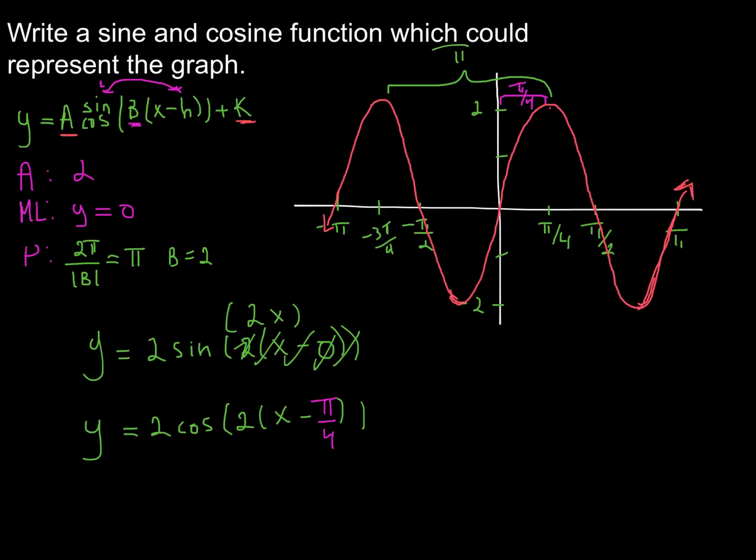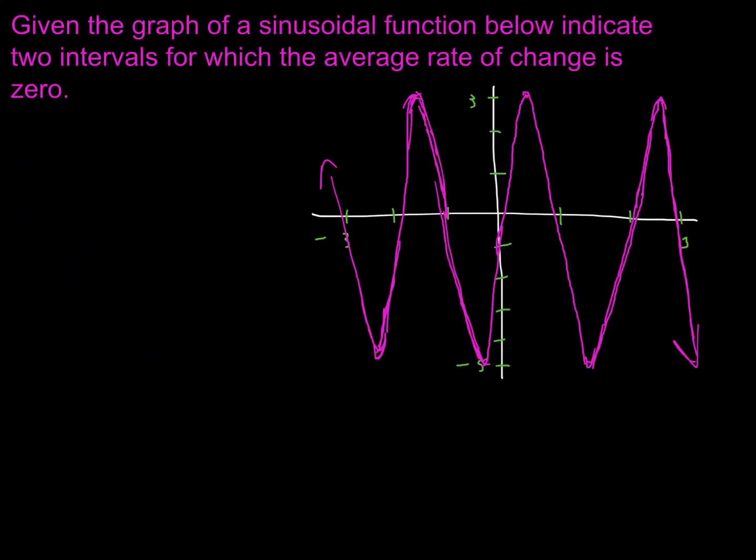Okay. Now we're going to go ahead and move on to a question which asks us a few more questions, not just to recreate the graph, but some questions about the sinusoidal function itself. Alright, so given this graph below, indicate two intervals for which the average rate of change is 0. So we might want to remind ourselves, what is the average rate of change? How do we find the average rate of change? The average rate of change is, on average, between 2 points, how much are you changing?